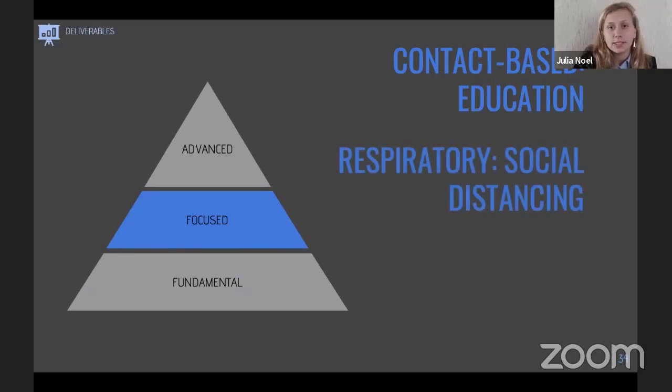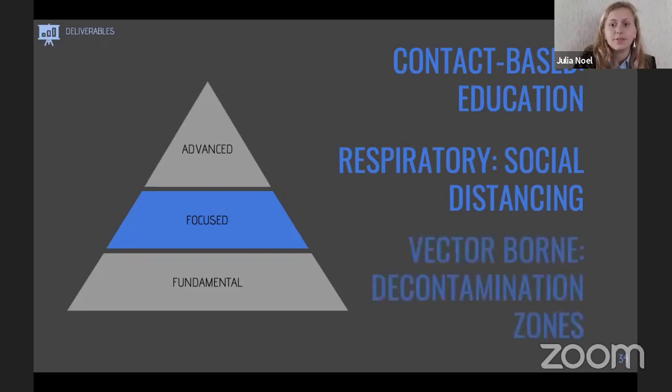For respiratory diseases, social distancing is an important measure. Social distancing has been seen to decrease the spread of disease through droplet-borne transmission. For vector-borne diseases, decontamination zones are extremely important. By isolating cargo, there is the chance that a vector will be able to die, and then it also allows for an extermination period to be taken to exterminate the vector.